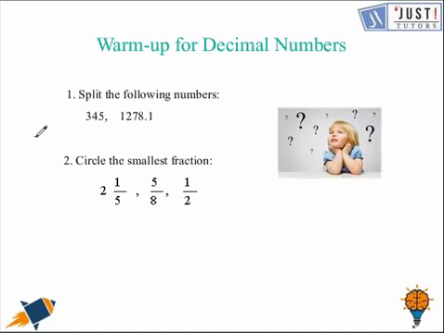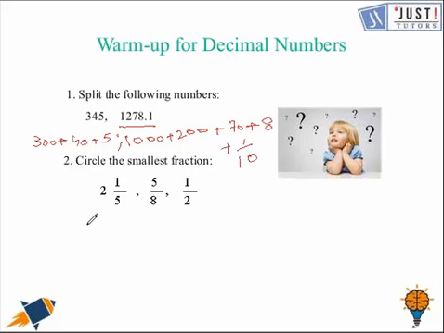So if we try to partition it, the answer would be 300 plus 40 plus 5. Likewise, if we try to do that for the second number, which is actually a decimal number, 1278.1, the answer would be 1000 plus 200 plus 70 plus 8 plus 1 over 10.